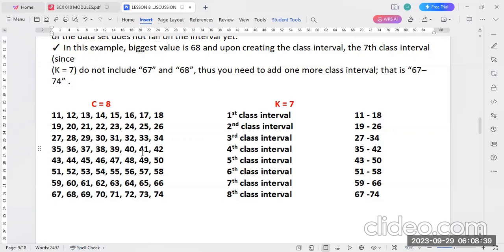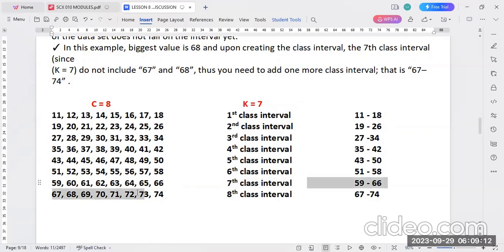And then, after ng 18, of course, ang susunod sa 18 po is 19. O magbilang kayo ulit, anong susunod sa 19? 20. So, 19, 20, 21, 22, 23, 24, 25, and then 26. And that is the second class interval. Okay, so tuloy-tuloy lang yon. Okay, so the class size, so bawat class interval, 8 po dapat lahat ng numbers. And then, K is equal to 7. So, it suggests 7 class intervals.